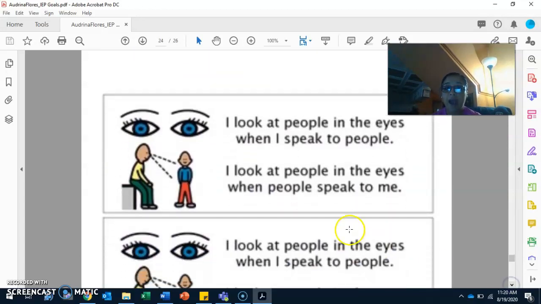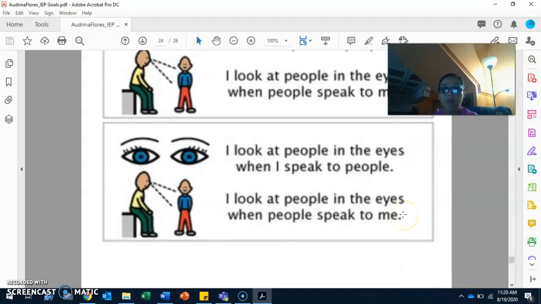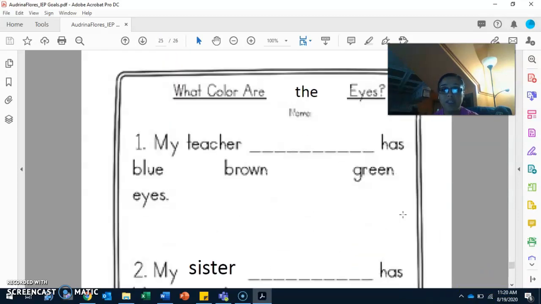For example, I look at people in the eyes when I speak to people. I look at people in the eyes when people speak to me. So we're making eye contact. So I want you to practice those, Audrey, and then I want you to work on this worksheet.